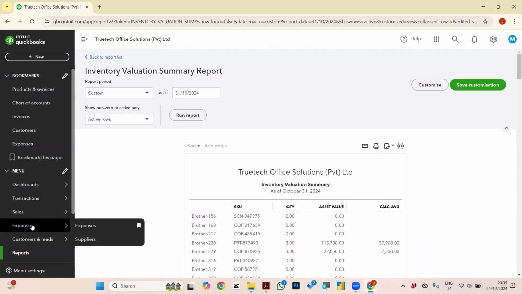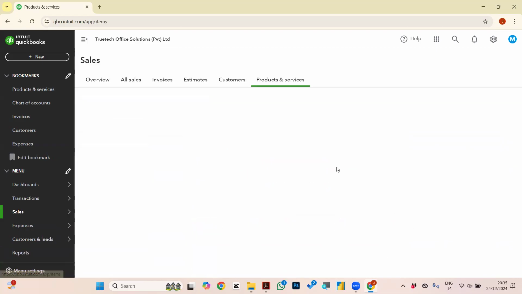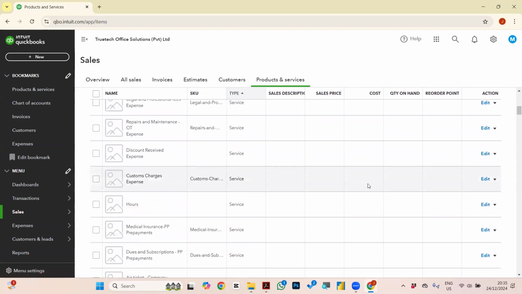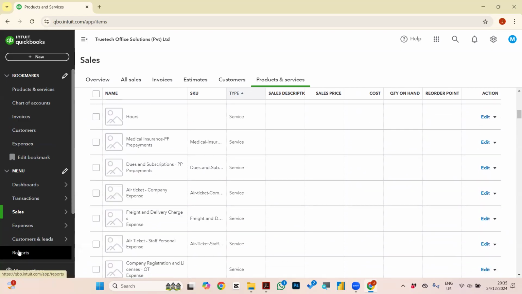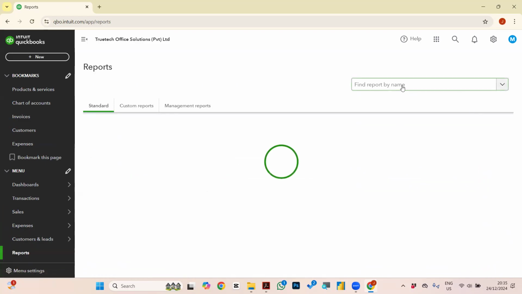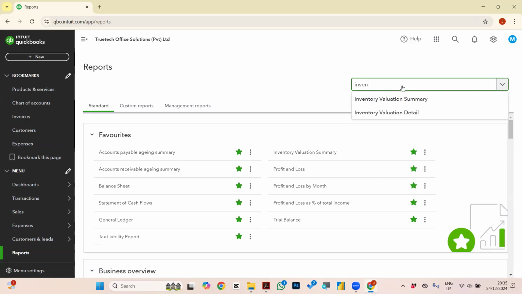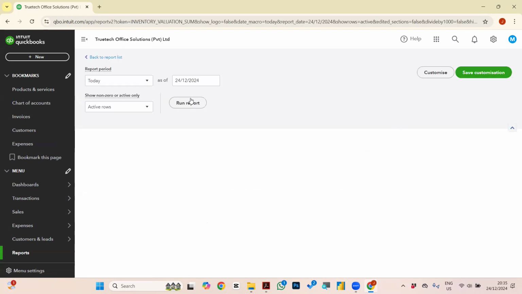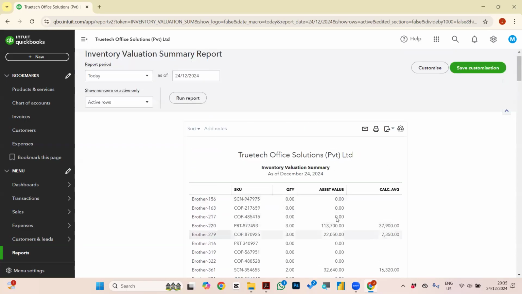Now, if you go to sales and products and services, you can also see the inventory value and how many units are there. But under reports, if you search for inventory valuation summary, you can also get details. I don't want to go into details. So you see whatever amount you have and their balances here, value also.